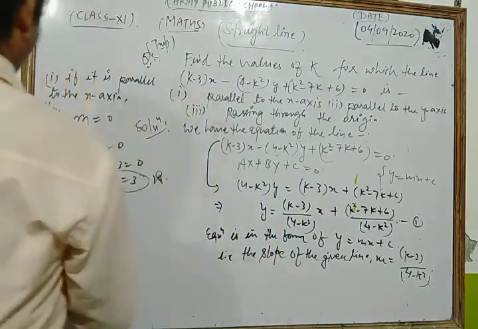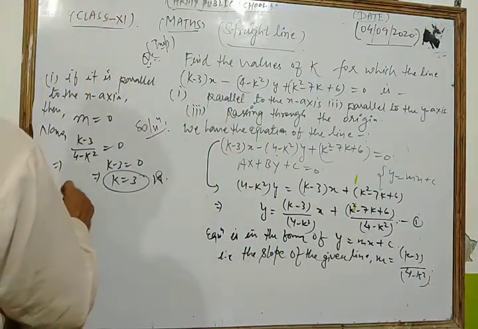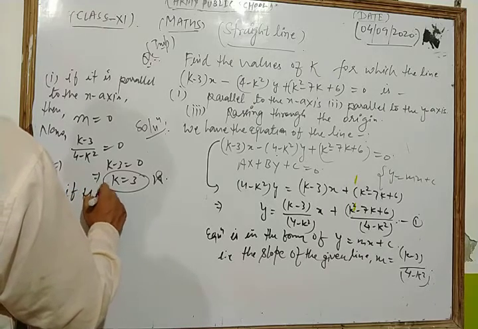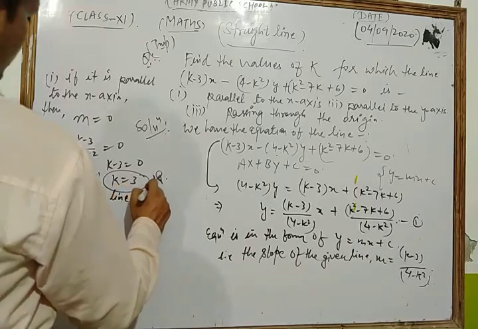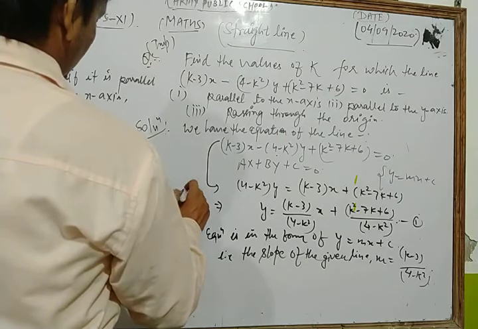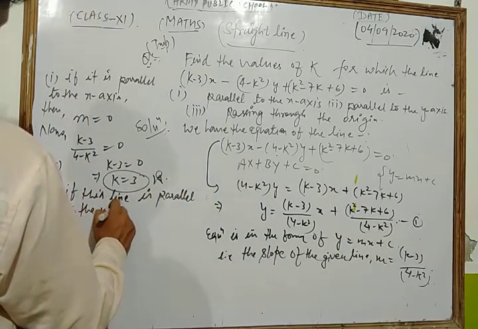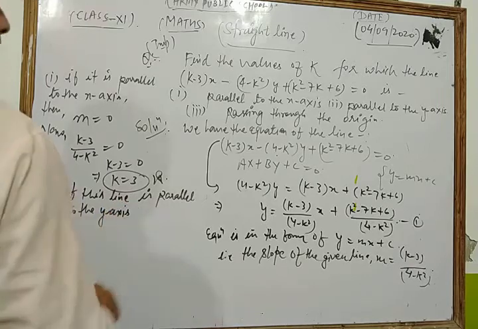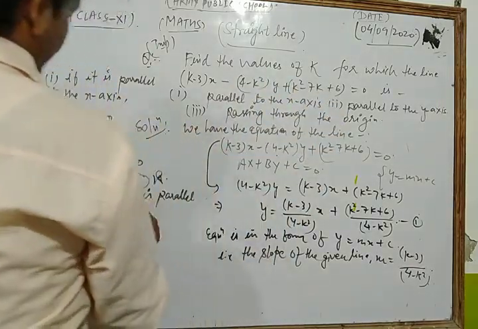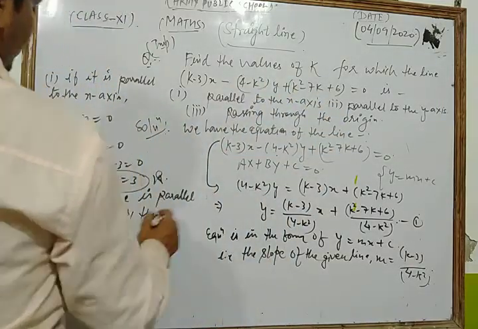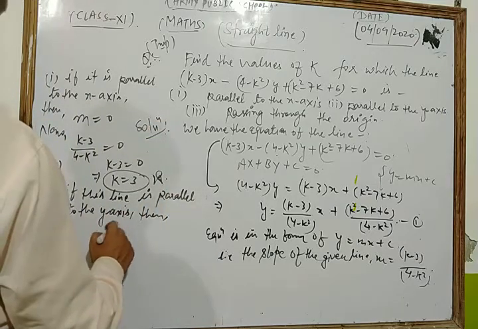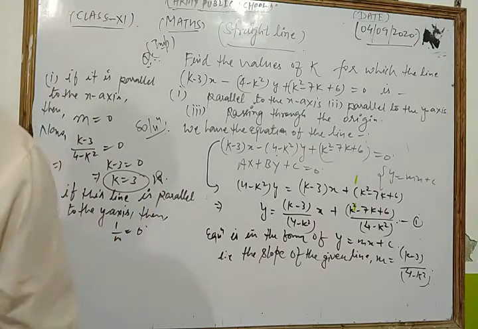Now we take the second part of this question. If this line is parallel to the y-axis, then 1 upon m must be equal to 0.